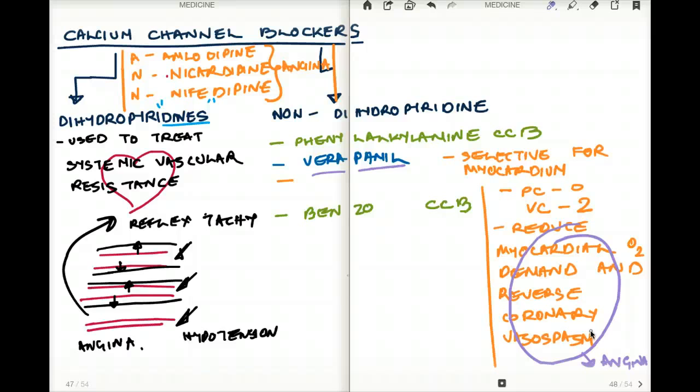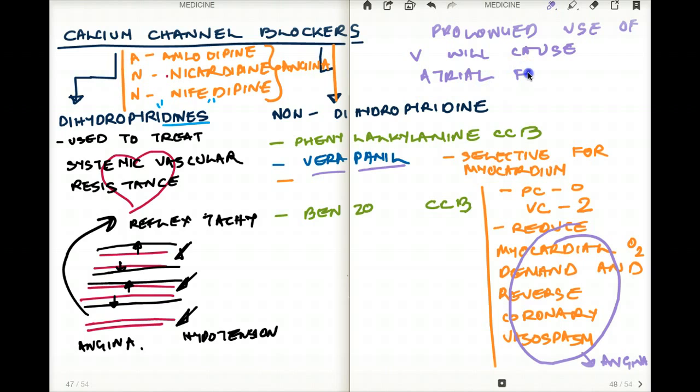That is also something very, very important that we have to know: prolonged use of verapamil, I'm going to write this here, will cause atrial fib and death. Okay, very, very important. So that's why understanding the differences between dihydropyridines and non-dihydropyridines, specifically phenylalkylamine, is so important.